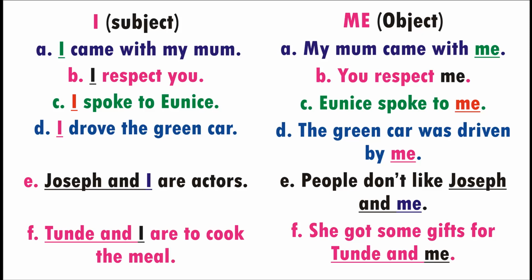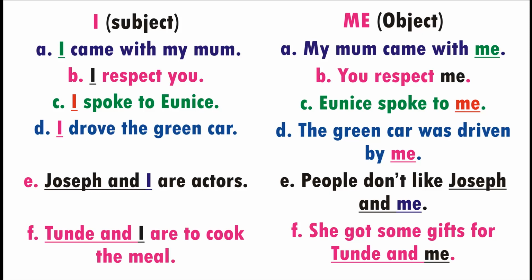Okay, for example, let's come to the object form of it. Try to split the sentence into two, using each of the nouns and the pronouns separately. Okay, people don't like Joseph. That is correct. Now let's use the other pronoun. People don't like me. People don't like I. You realize that I does not sound well in that part of the sentence. So it is people don't like me. Therefore, me is appropriate. Then you can now join the two together by saying people don't like Joseph and me.